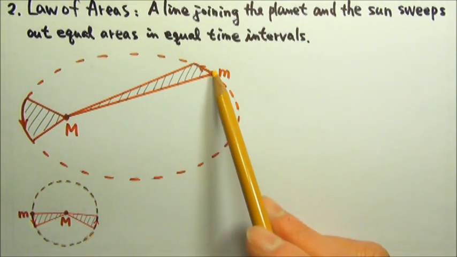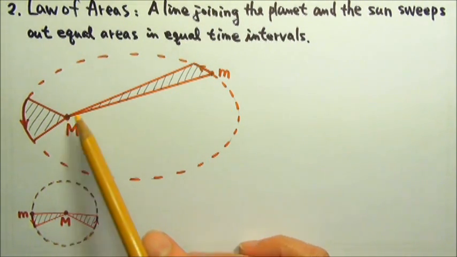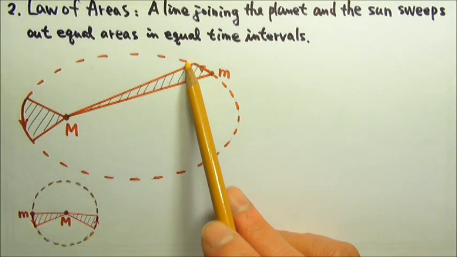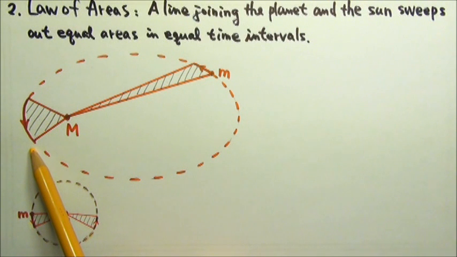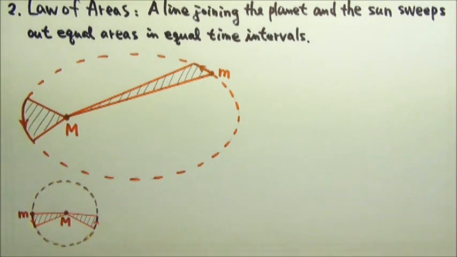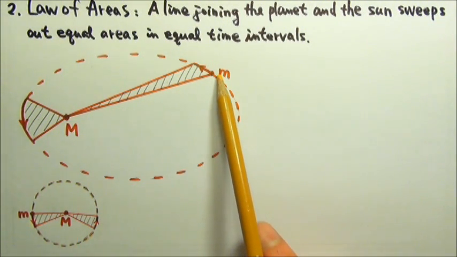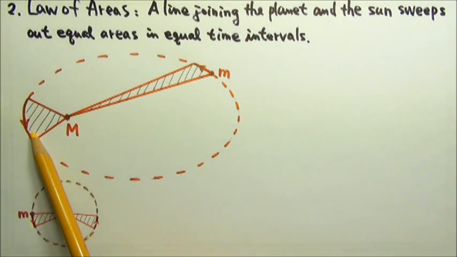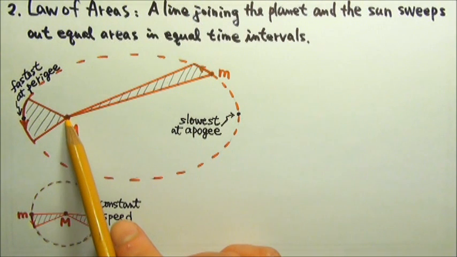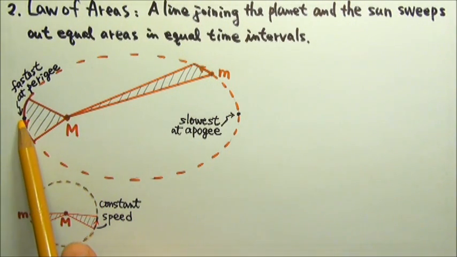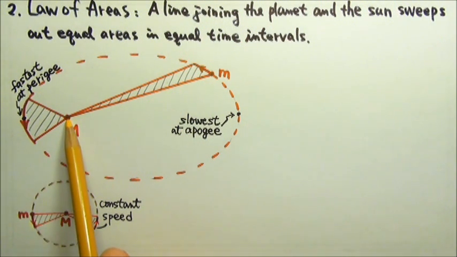This means that when the planet is farther away from the sun, it travels a shorter distance in 3 days. When it is closer, it travels a longer distance in 3 days. This means the orbit speed must be slower when the planet is farther away, faster when it is closer. It would be the slowest when it is here at the apogee, farthest away from the sun. It would be the fastest at the perigee, closest to the sun.